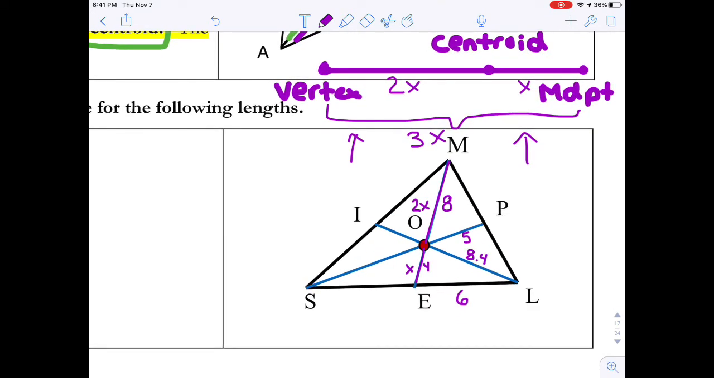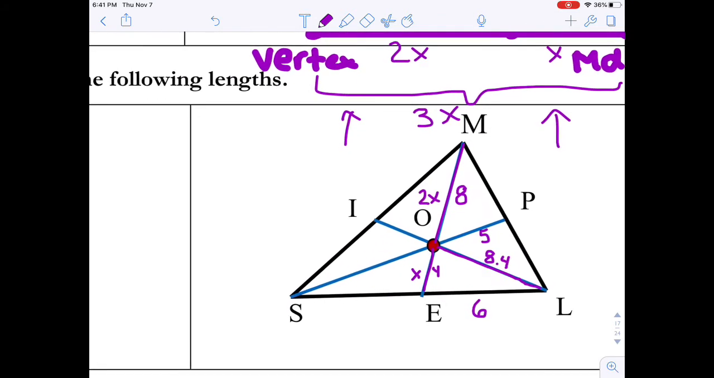If we looked at this part here, again, LO would be the longer part of that median. If that is 2x, well, then half of that would be 4.2. So that's going to be the other side. The biggest thing you just need to realize is those two sections, the smaller one is half the larger one. Or you can think about the larger one is twice the size of the smaller one.